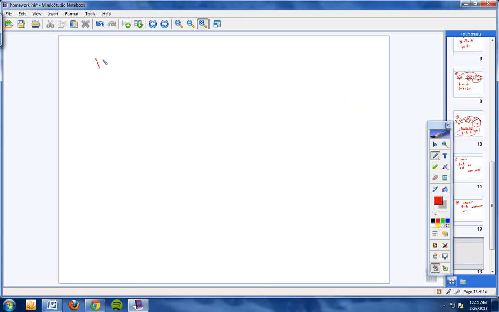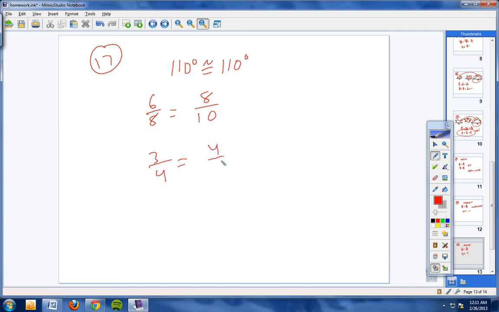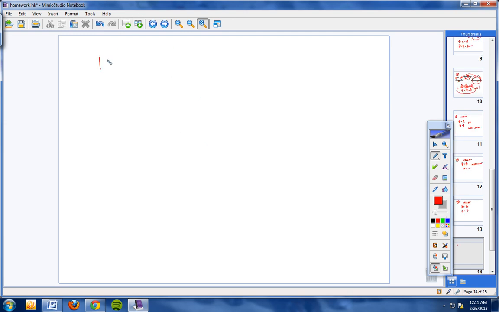All right, let's continue on to number 17. Well, we have 110 degrees is congruent to 110 degrees, and the smallest side 6 would correspond with 8, and then 8 would correspond with 10. And I don't think these are going to be similar. We get 3/4 over 4/5. So no, these two triangles are not similar.